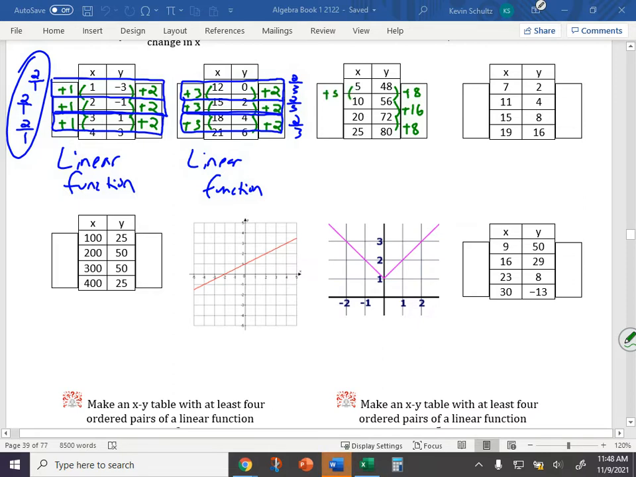5 to 10 is plus 5. 10 to 20 is plus 10. 20 to 25 is plus 5. Tell me why this is actually a linear function, even though it might not look like it, because in these first two examples, everything was the same, right? Plus 2, plus 2, plus 2, plus 1, plus 1, plus 1. Second one, plus 2, plus 2, plus 2, plus 3, plus 3, plus 3. That doesn't happen here, but it is indeed a linear function.